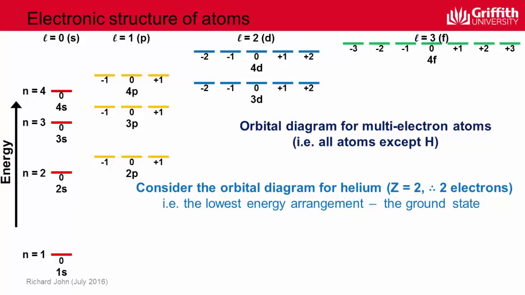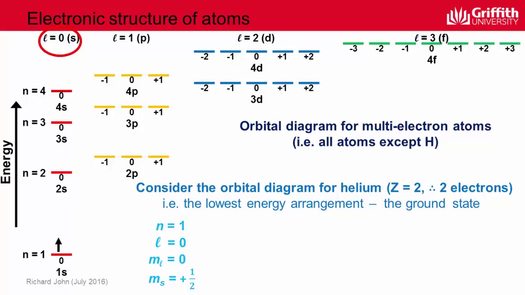In other words, we're considering the ground state electron arrangement. Now we can put the first of the 2 electrons of the helium atom in the lowest energy 1s orbital. And we can use this diagram to identify the 4 quantum numbers associated with that electron. For example, the electron exists in the n equals 1 shell, so the principal quantum number n equals 1. At the top of the screen we can see that this electron resides in an s orbital, which corresponds to L equals 0. So the secondary quantum number L equals 0.